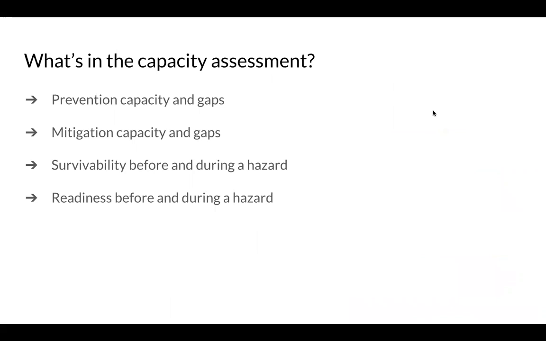So unlike our disaster risk and vulnerability assessments, the capacity assessment actually includes a handful of tables that I'll be walking us through one by one. As an overview, the capacity assessment will touch on prevention and mitigation resources, as well as an assessment of the study area's survivability and readiness, both before and during a hazard event. And I'll go into what all that means in just a bit.